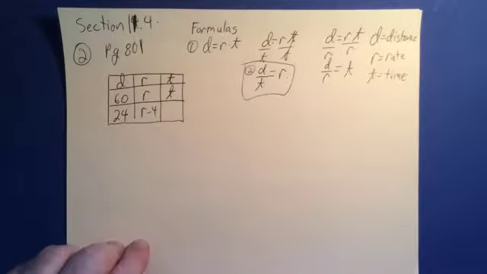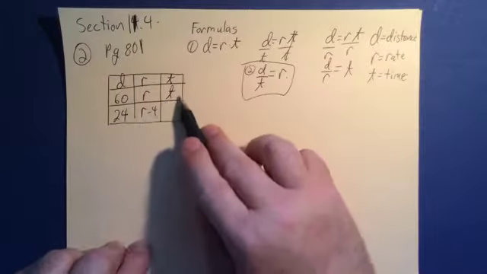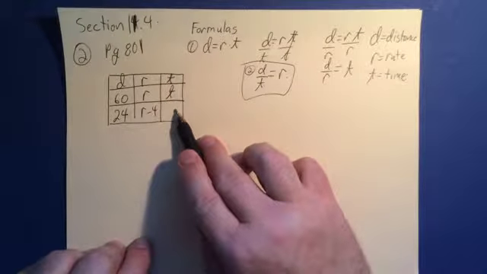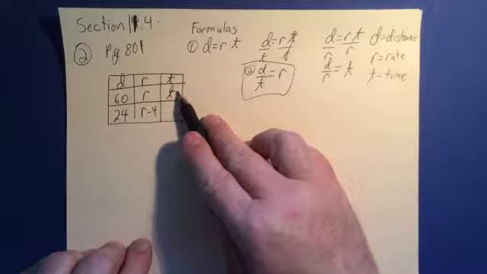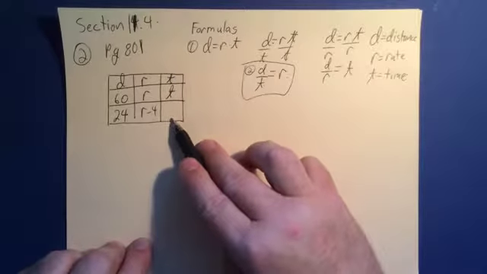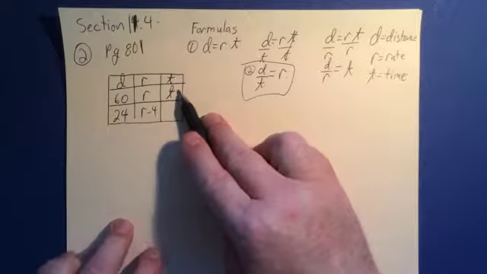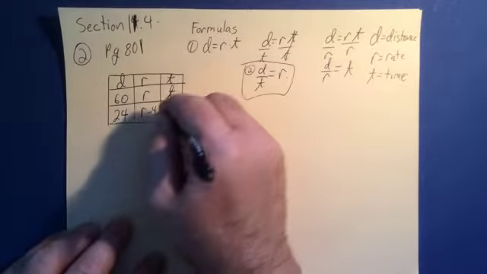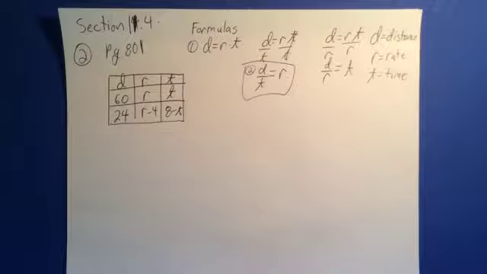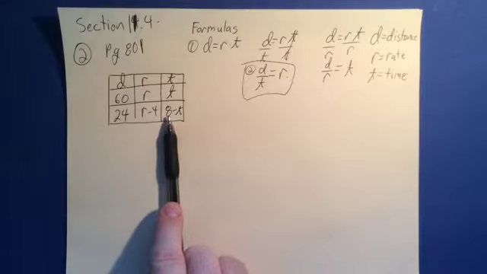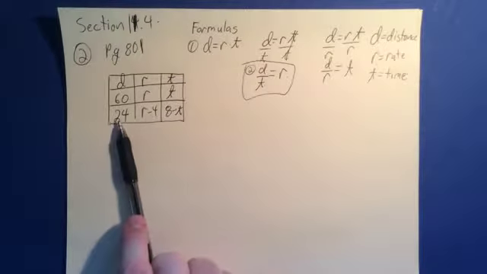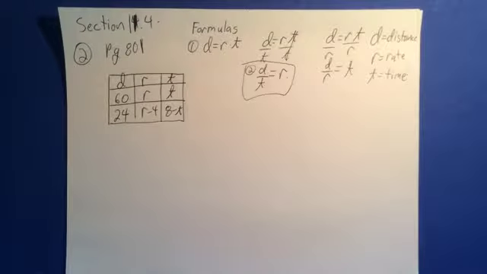But we do know that the total time for both parts of the trip is 8 hours. So if this is 5, this would be 8 minus 5, or 3. If this is 2, this would be 8 minus 2, which is 6. If this is 1, this would be 8 minus 1, which is 7. So if this is t, then this is going to be 8 minus t. And that's how we write the algebraic expression for the amount of time that it's going to take on the second part of the trip.